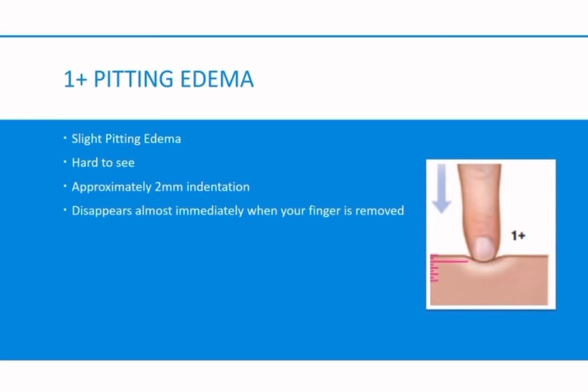This is 1 plus pitting edema. It's also known as slight pitting edema. It's very difficult to see and it's approximately 2 mm indentation. It disappears almost immediately right after your finger is removed.